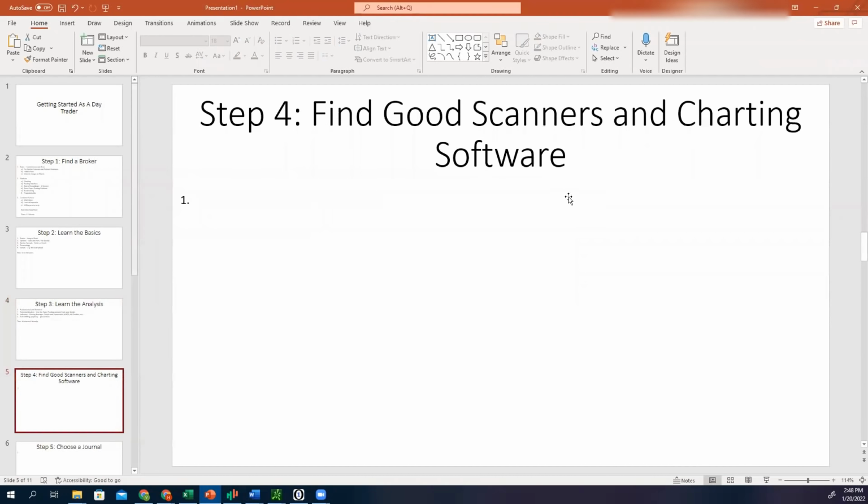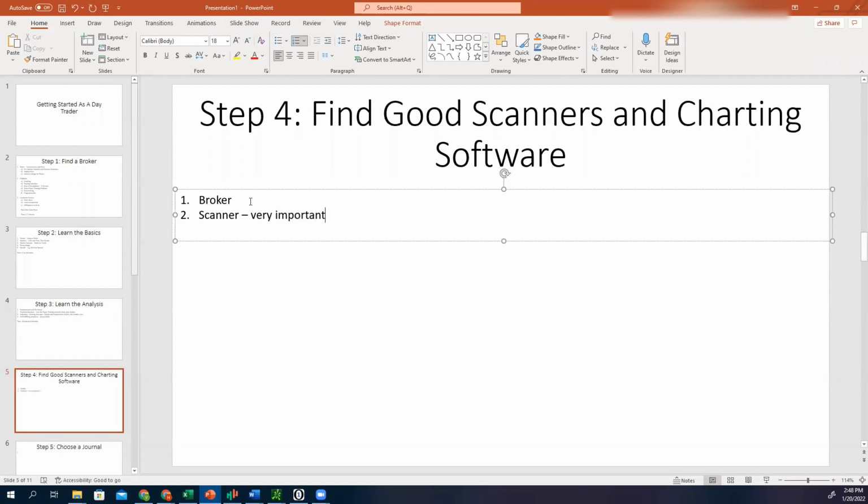Step 4, find good scanners and charting software. Well, a lot of people just use their broker, right? So number one is your broker. But sometimes a good scanner is the make or break of your career as a trader, right? So a scanner is very important and you want a good one. The charting, that's not as important, but this is a matter of comfort, right?